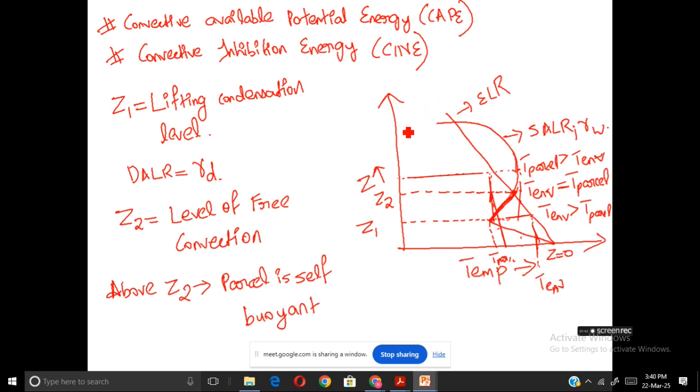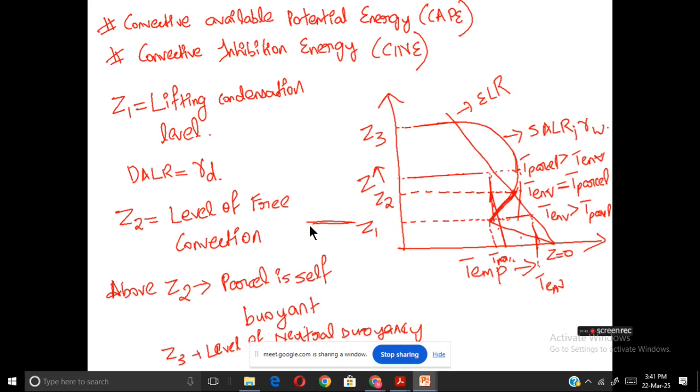And at this height, which is Z3 or LNB, Z3 is basically known as the level of neutral buoyancy, which is generally the top of the cloud. So LCL is generally the base of the cloud. So this is how the clouds form.